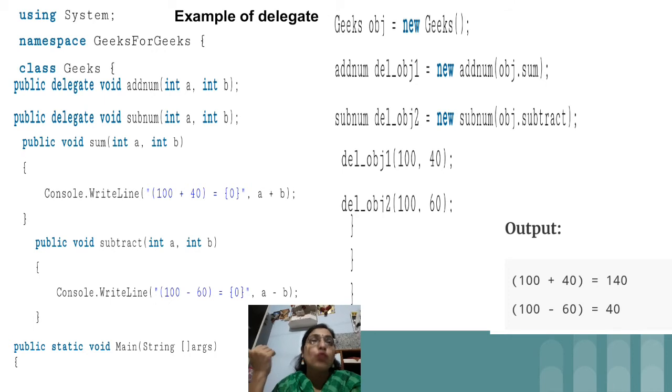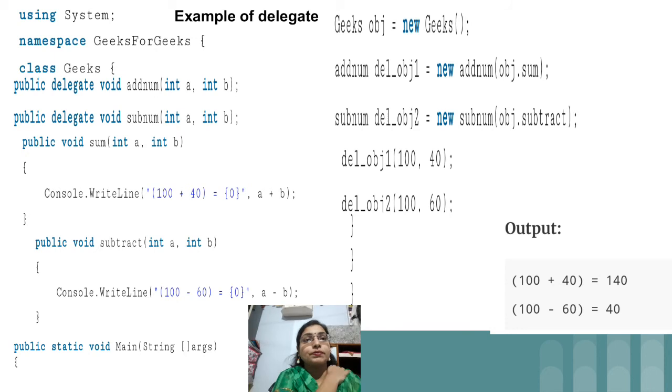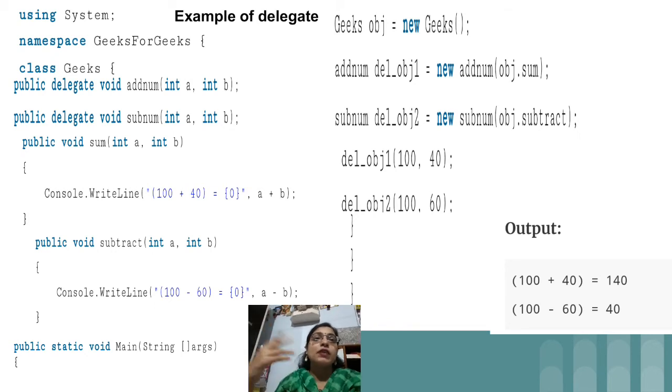Now we will invoke the method. To invoke a method, just write the object name. In our case, the first object which we created for the add num delegate, that is del underscore obj1, in round brackets we will provide two values. I have provided the values 100 comma 40. Similarly, we will invoke the second delegate by writing del underscore obj2 in round brackets 100 comma 60. So 100 plus 40, 140 will be displayed, and 100 minus 60, so 40 will be displayed as the answer.